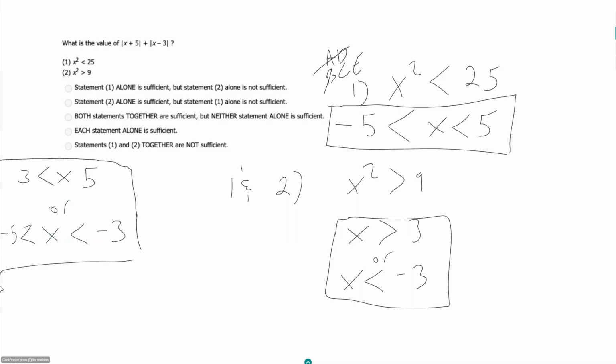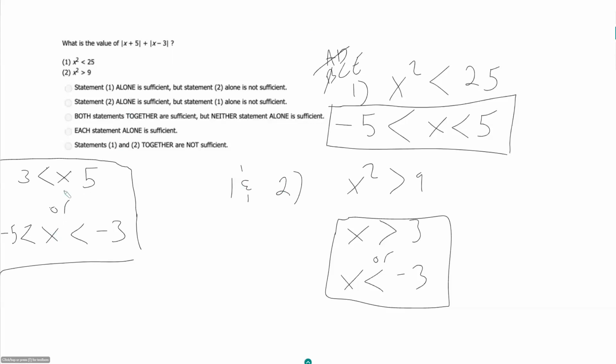So what is this? It still seems though, it doesn't say anywhere x has to be an integer. So it still seems like we have infinite values for x. Let's just test a few examples to make sure that it really is still insufficient.